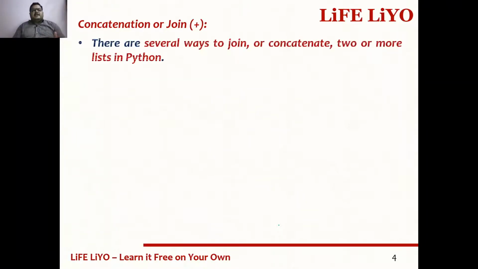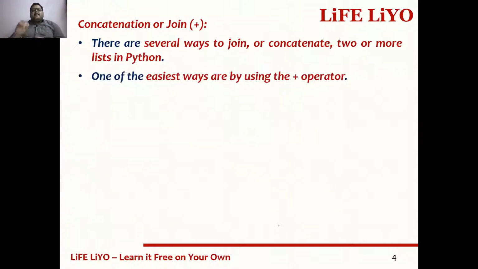Now, first one, concatenation or join. What does concatenation or join mean? It means adding up one or more lists, or we can simply say concatenating two or more lists in Python. That is adding up two lists and making it into a single list. That is called concatenation. The easiest way is by simply using the plus operator. So let us know the syntax, which is none other than the plus operator.